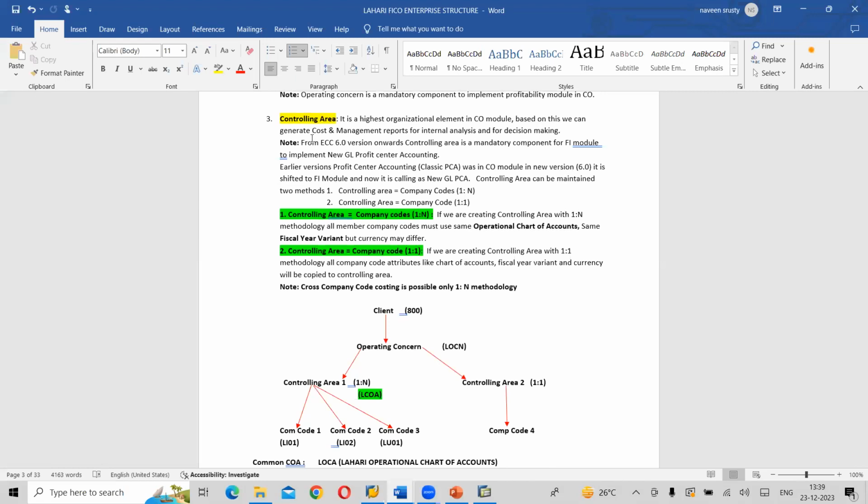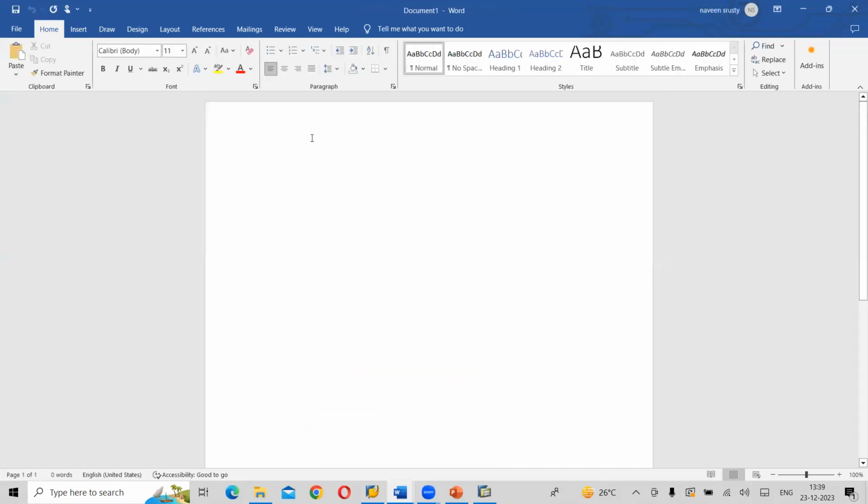Okay, so at that particular point of time, when the controlling area was in CO, in FI module we used to get only what we call single dimensional reporting. What do you mean by single dimensional reporting? In the sense, GL debit equals GL credit. That's it. Means GL wise balances we can see. What are the GL debit balances, ledger account debit balances, and ledger account credit balances. Only this much we are able to find when the controlling area was in CO module.